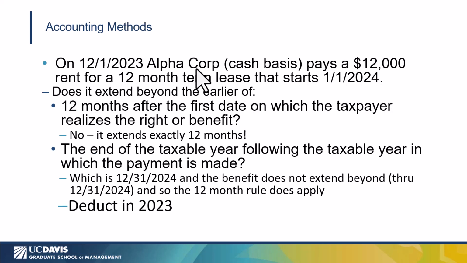12/1/23 Alpha Corp, cash basis, $12,000, rent for a 12-month term lease that starts 1/1/24. Okay, this is a cash basis taxpayer. We've got a benefit period that extends beyond the end of the tax year, but does it meet the 12-month rule? Yeah, it absolutely meets the 12-month rule, right? Just barely, but it meets it. It's a 12-month term, so the benefit period is only 12 months, and it doesn't extend beyond the end of the next taxable year. It actually ends on the end of the next taxable year. So this cash basis taxpayer can go ahead and deduct all $12,000 in 2023 when they make the payment.